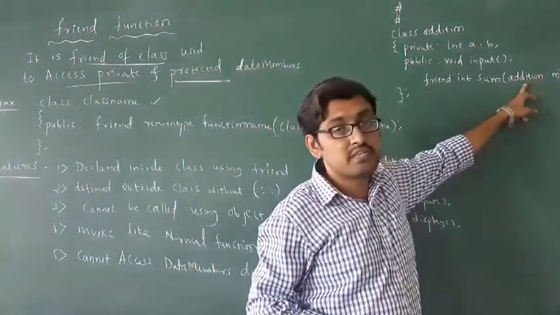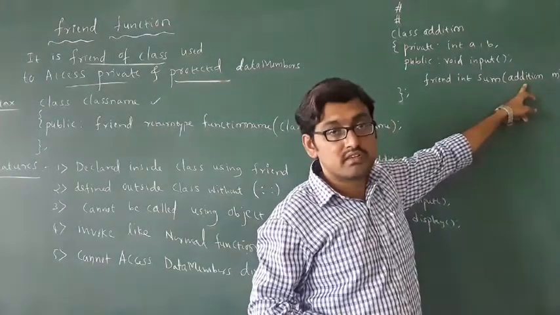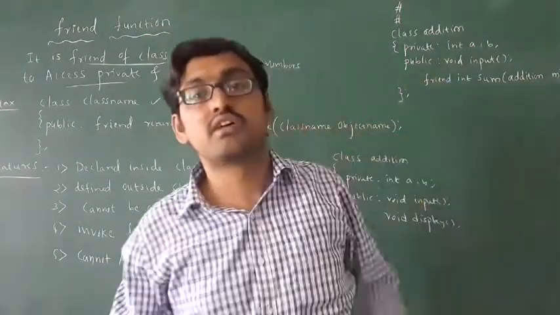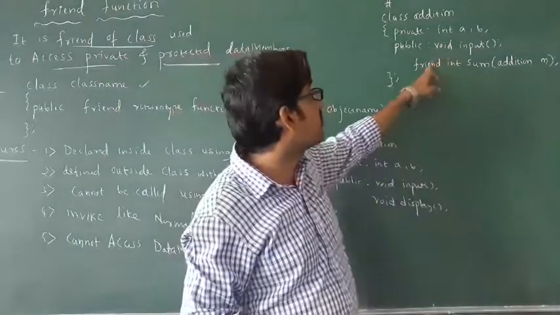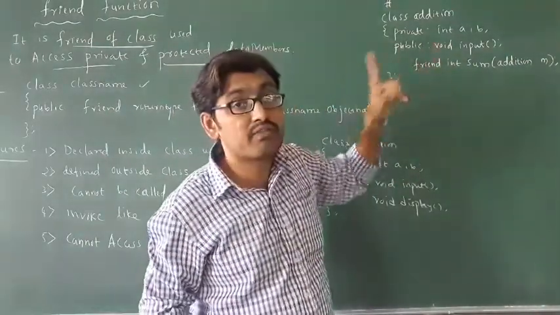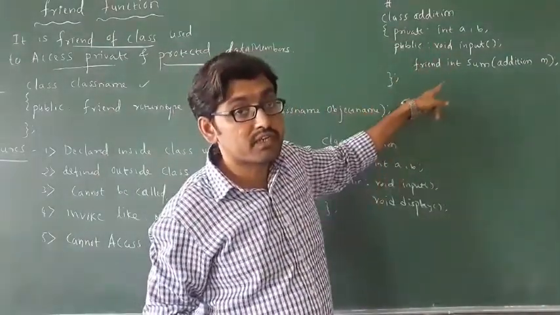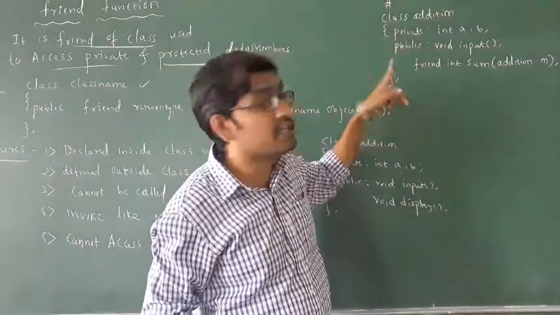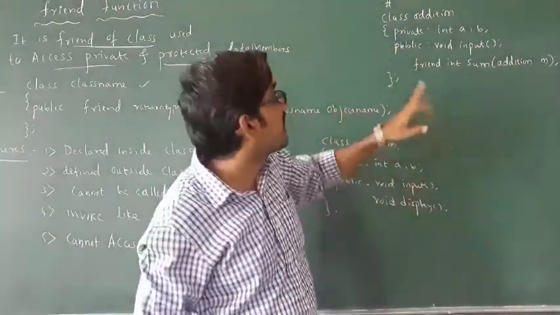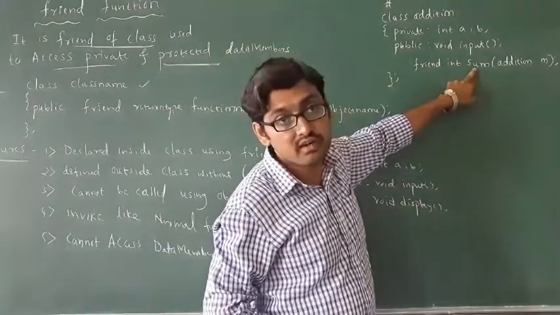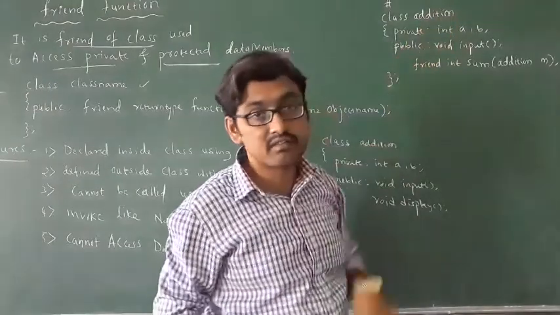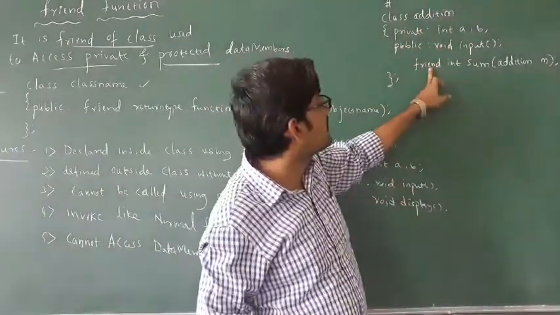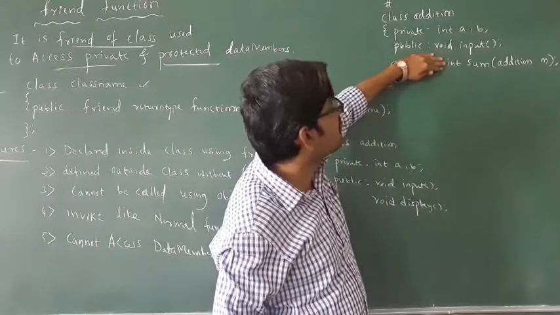Addition is the class name. Yum is the object name. Okay, this is nothing but an object name. Like this you have to declare. See, where am I declaring the friend function here? I am declaring the friend function inside the class only. Now sum is a friend of class addition.